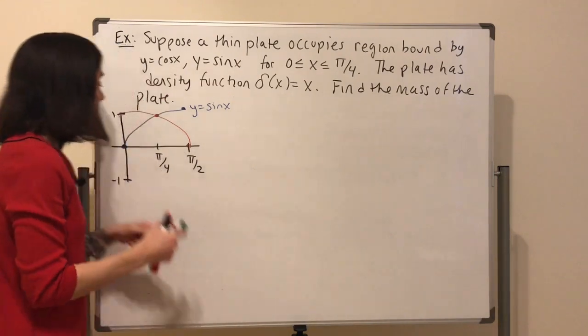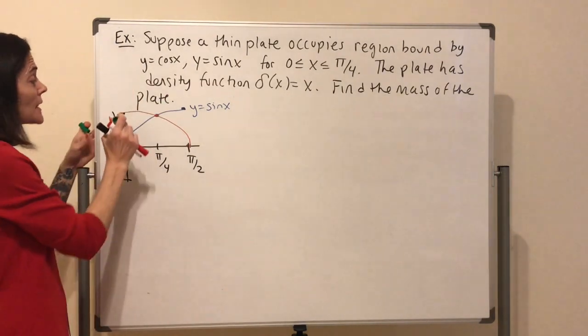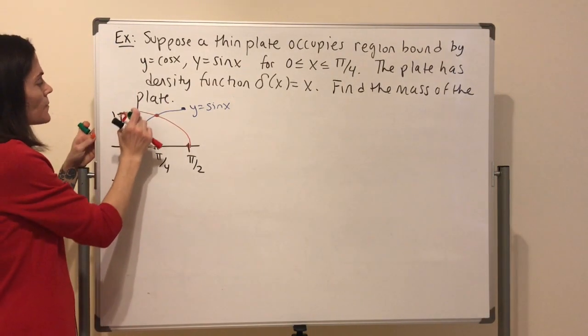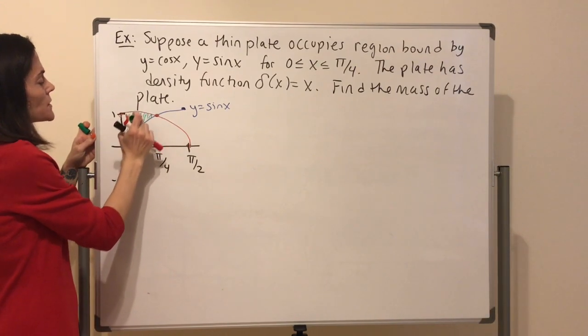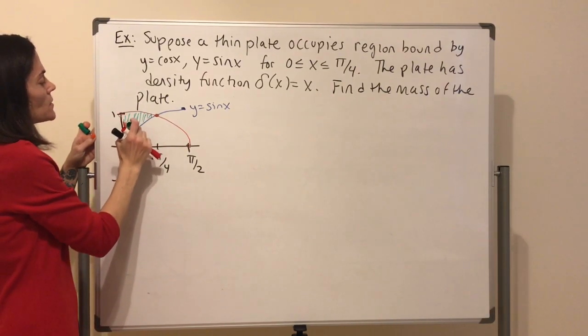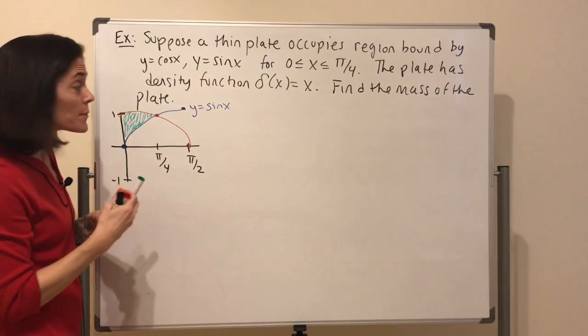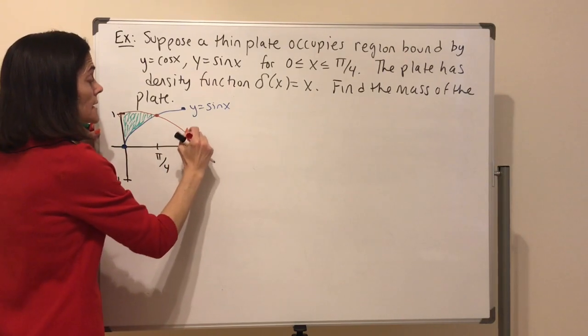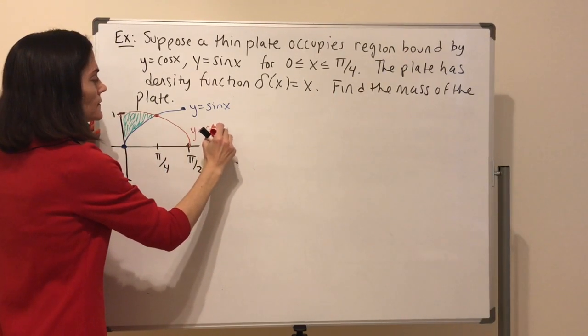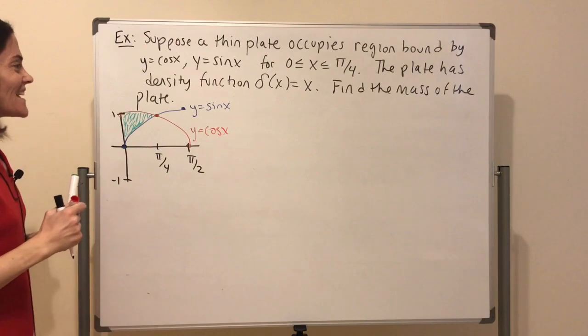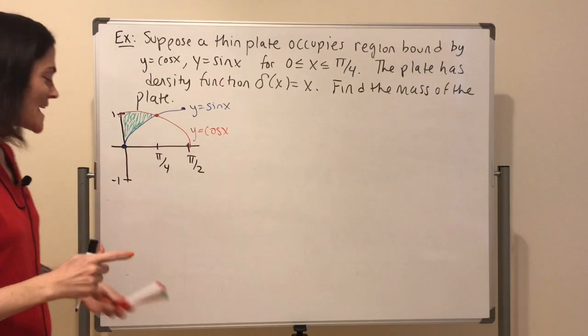My region, or I should say my plate, it occupies, well, yeah, this region. So my plate is in green. And we see, maybe I should label, the cosine is here. Okay, find the mass of the plate. We have our picture.